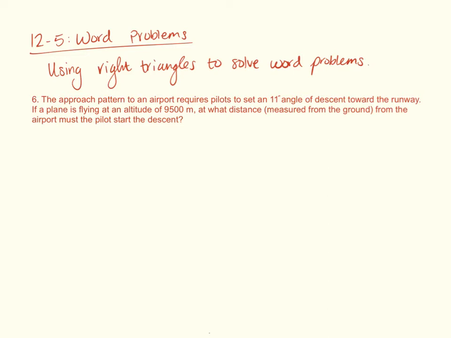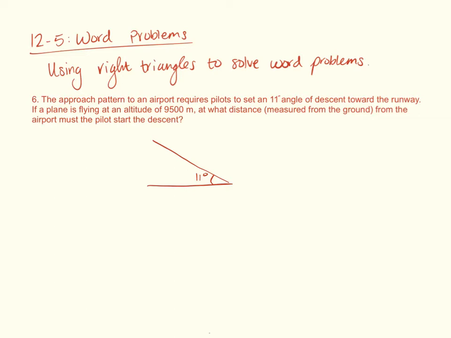And so all of our triangles that we're going to draw for our word problems on the classwork and in this video are going to be right triangles. Okay, so they should have a 90-degree angle somewhere. So let's look at number 6. It says the approach pattern to an airport requires pilots to set an 11-degree angle of descent towards the runway. So we stop there. So when it says 11-degree descent toward the runway, that means that the angle between your descent, so let's say this is the plane's descent, and the runway itself, this angle is 11 degrees.